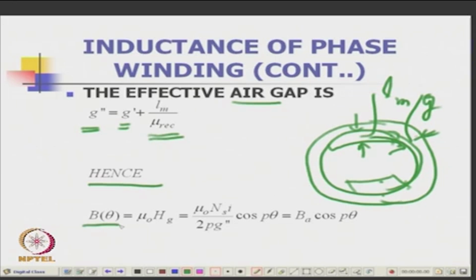Now, B theta will be mu naught Hg, at any position it will be mu naught into Hg. What is the B at any position due to the armature? It will be H into mu naught in the air gap, and that is some Bi into cos theta. Bi is the peak of the B which is produced by current I in the winding.